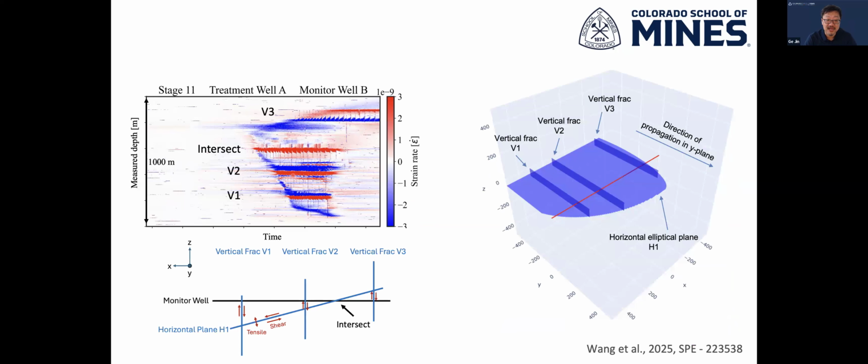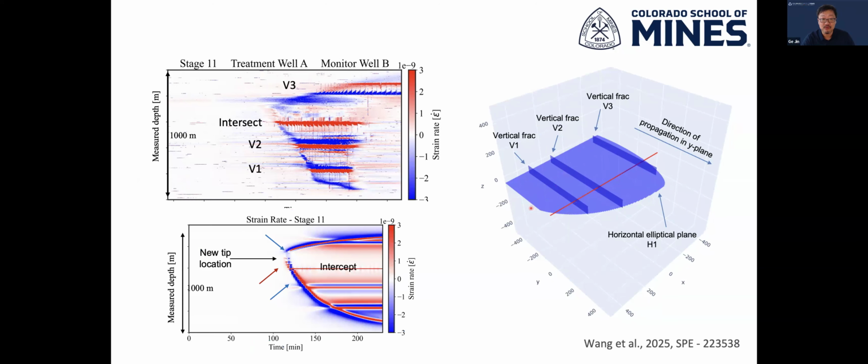We published the paper in the SPE Journal last year, but you can use this very simple geological model, a bedding plane with a couple of vertical fracture reactivations. You can actually get a really nice match-up of the strain signal we observe in the field. So you can see that exactly the same thing is happening as we observe in the Austin Chalk.